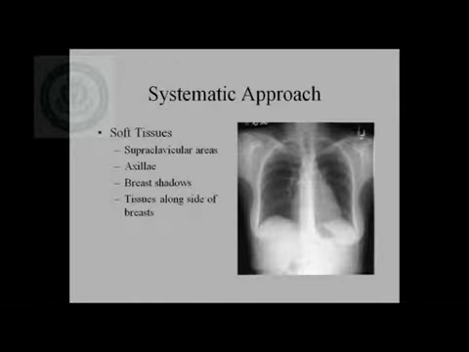Now there is a systematic way of approaching the chest X-ray. You always start from the soft tissues, that is, you come from outside to inside. You start from the soft tissues, mainly the supraclavicular areas, axilla, breast shadows and the tissues alongside the chest, that is behind the breast and things like that.